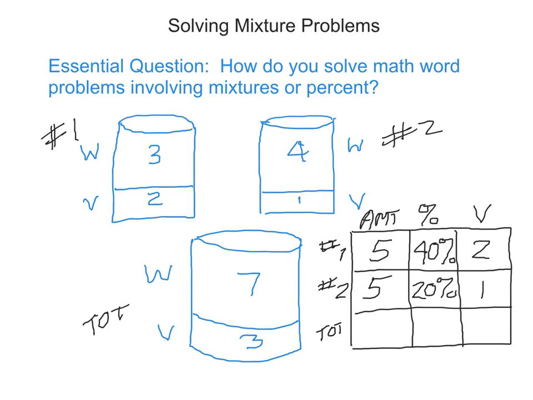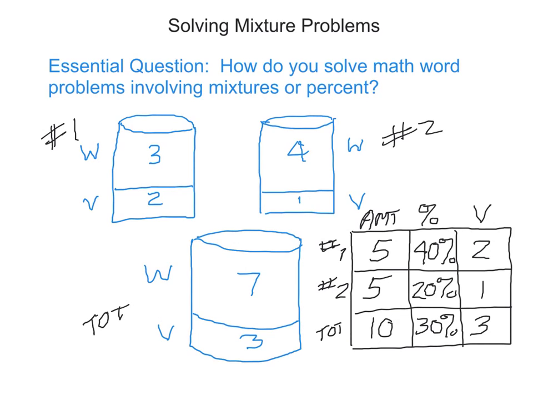Now the bottom row is the combined, when you combine these two. In this case, we've got 10 gallons total. We now have 3 gallons of vinegar, or 30%. And you can see that if we multiply 10 times the decimal equivalent of 30%, we'll get 3. And so here in a table is the same thing we had when I showed the picture of the 3 different containers.